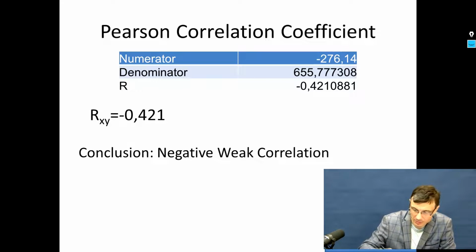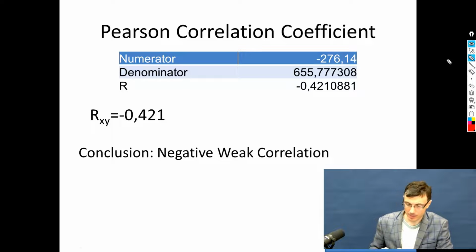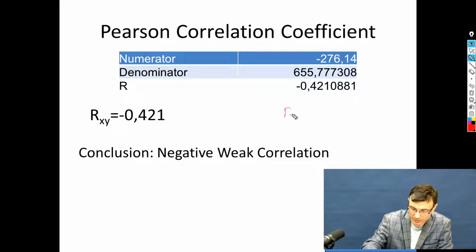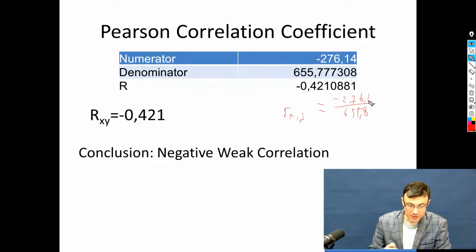So if we place the values here, as you can see, and then we refer to our Chaddock scale and see that there is a negative or weak correlation between these two parameters.